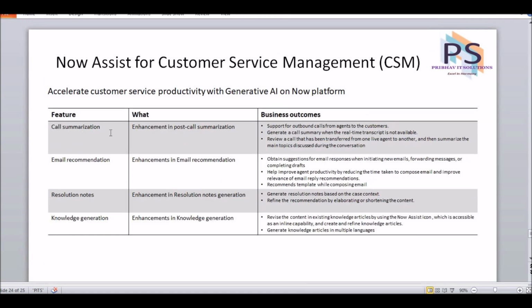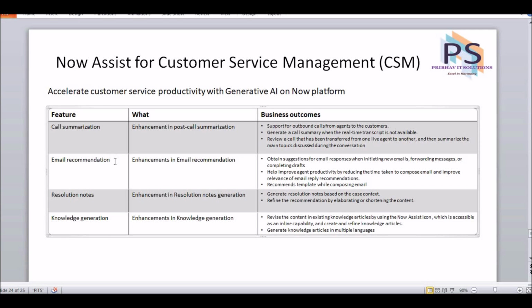Okay, now a few more things. Call summarization and email recommendations. If there is any call, it generates the real-time transcript for the agent. In case there are any communication gaps, all those can be filled using this call summarization.